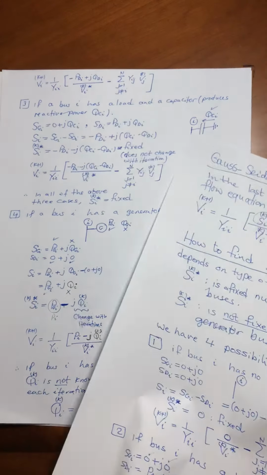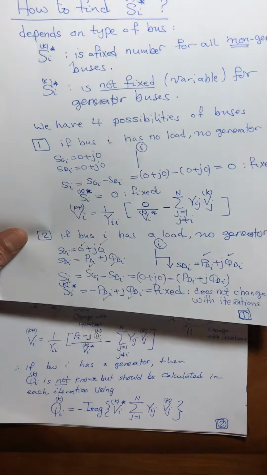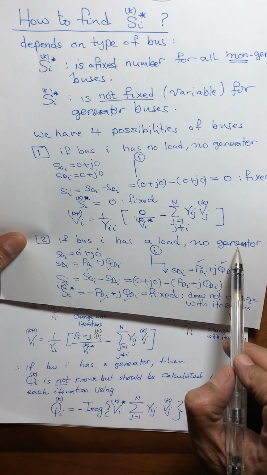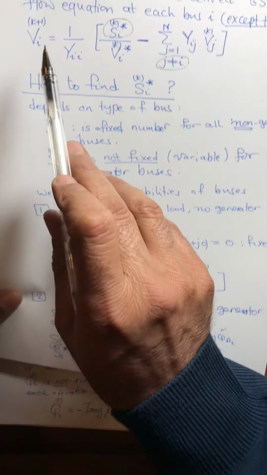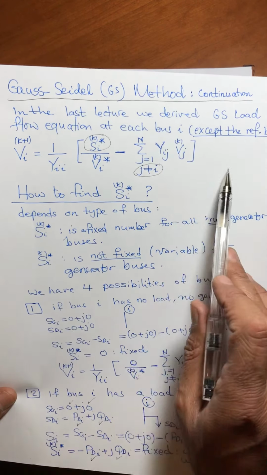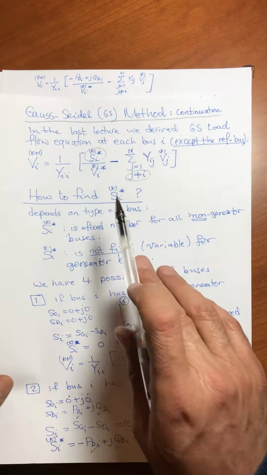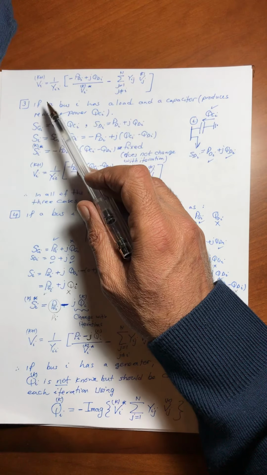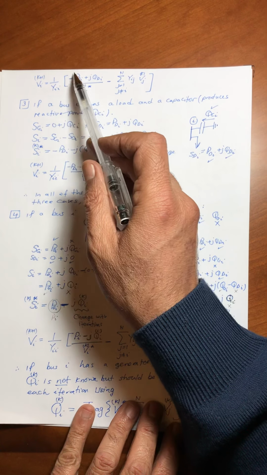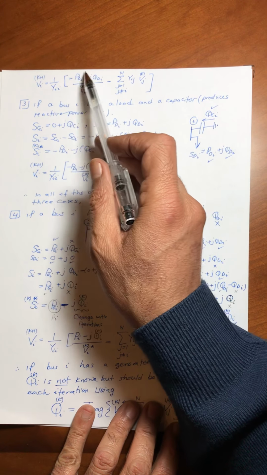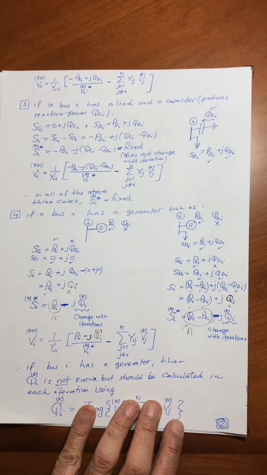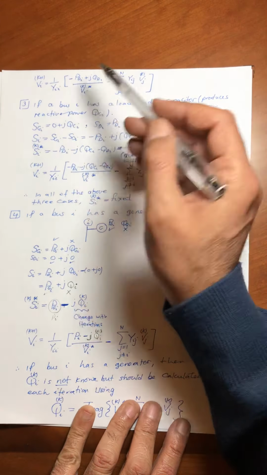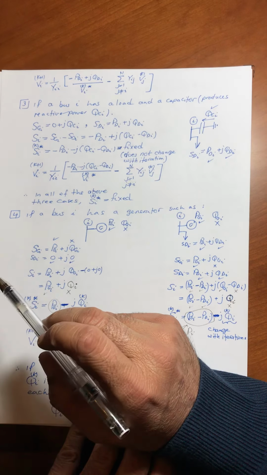In this case, when bus i has a load and no generator, Gauss-Seidel load flow equation at this bus i is given by this equation. So this is fixed number, does not vary with iteration. So this case is the same as the previous case.